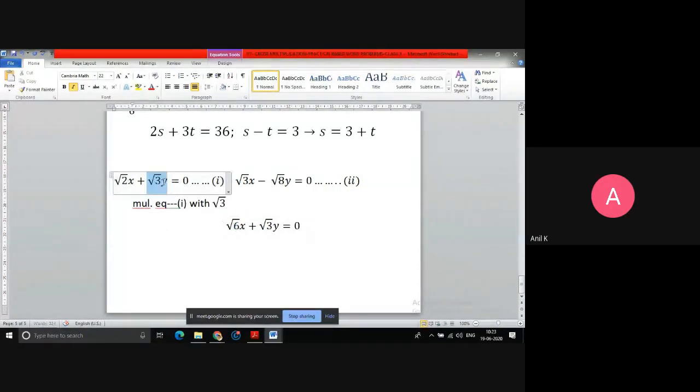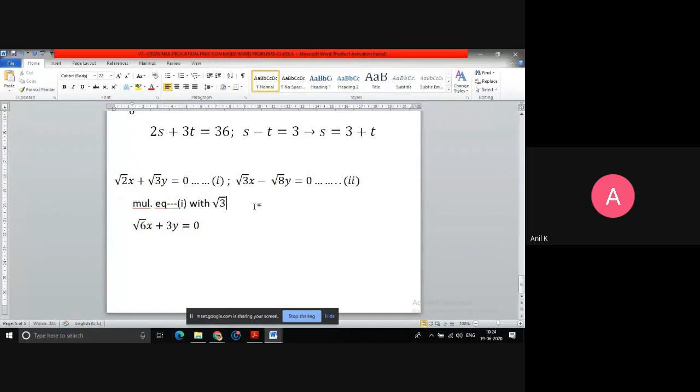Next one is root 3 into root 3. Root 3 into root 3 is root 9. Root 9 is going to be 3. Right. Equals to 0. This is how your equation 1 is changed. Now 0 on the right side: 0 into root 3 is going to be 0. No need to multiply.